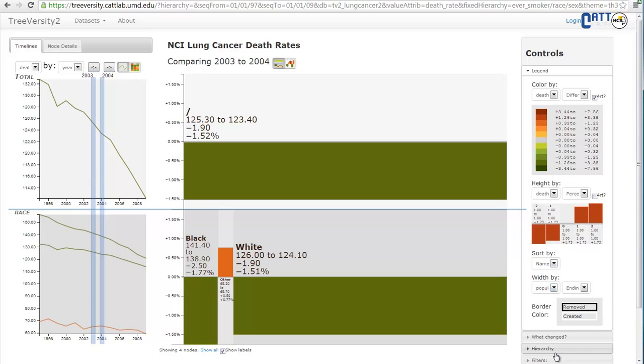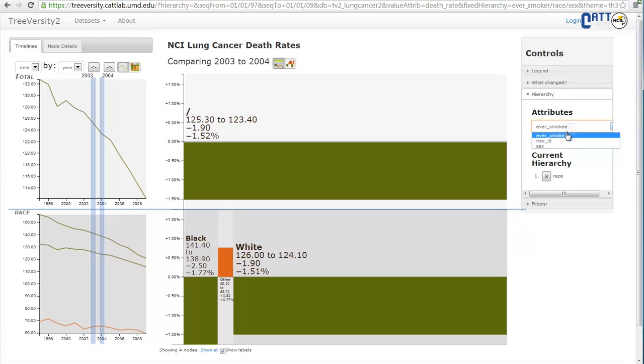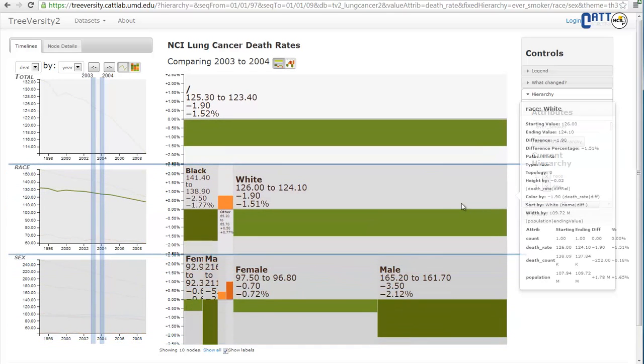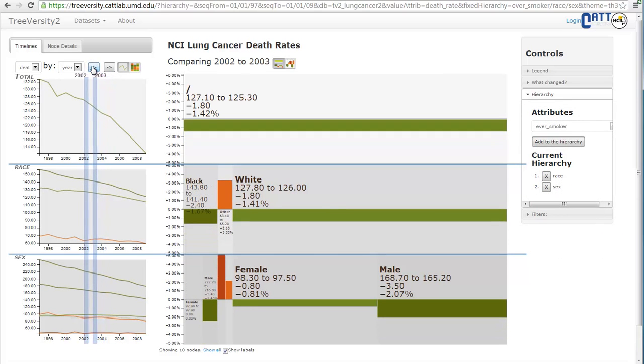If we want to add more information to compare a little bit further, we can go to the hierarchy again and add, for instance, gender. By doing that, we will have a new row that tells us the division by females and males of each one of the races, and that way we can explore a little bit further the different changes.